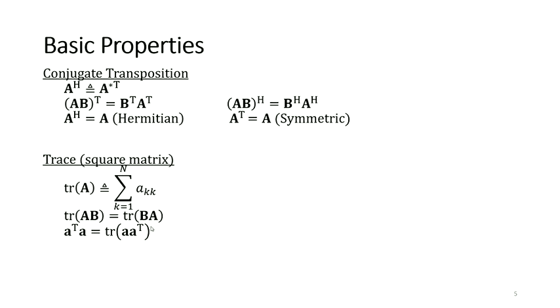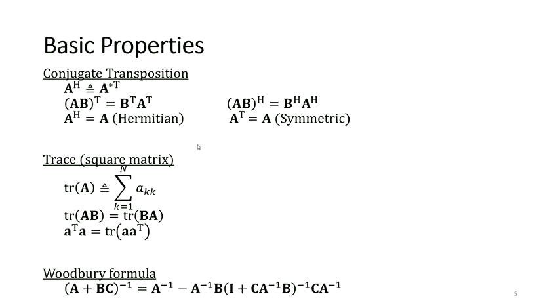And that's equal to the trace of A A transpose. A A transpose will be a matrix, 5 by 5. Okay, A transpose A is a scalar, and A A transpose is a matrix. Remember that. And so these are some of the other properties. And this is one property that sometimes comes in useful, the Woodbury formula.